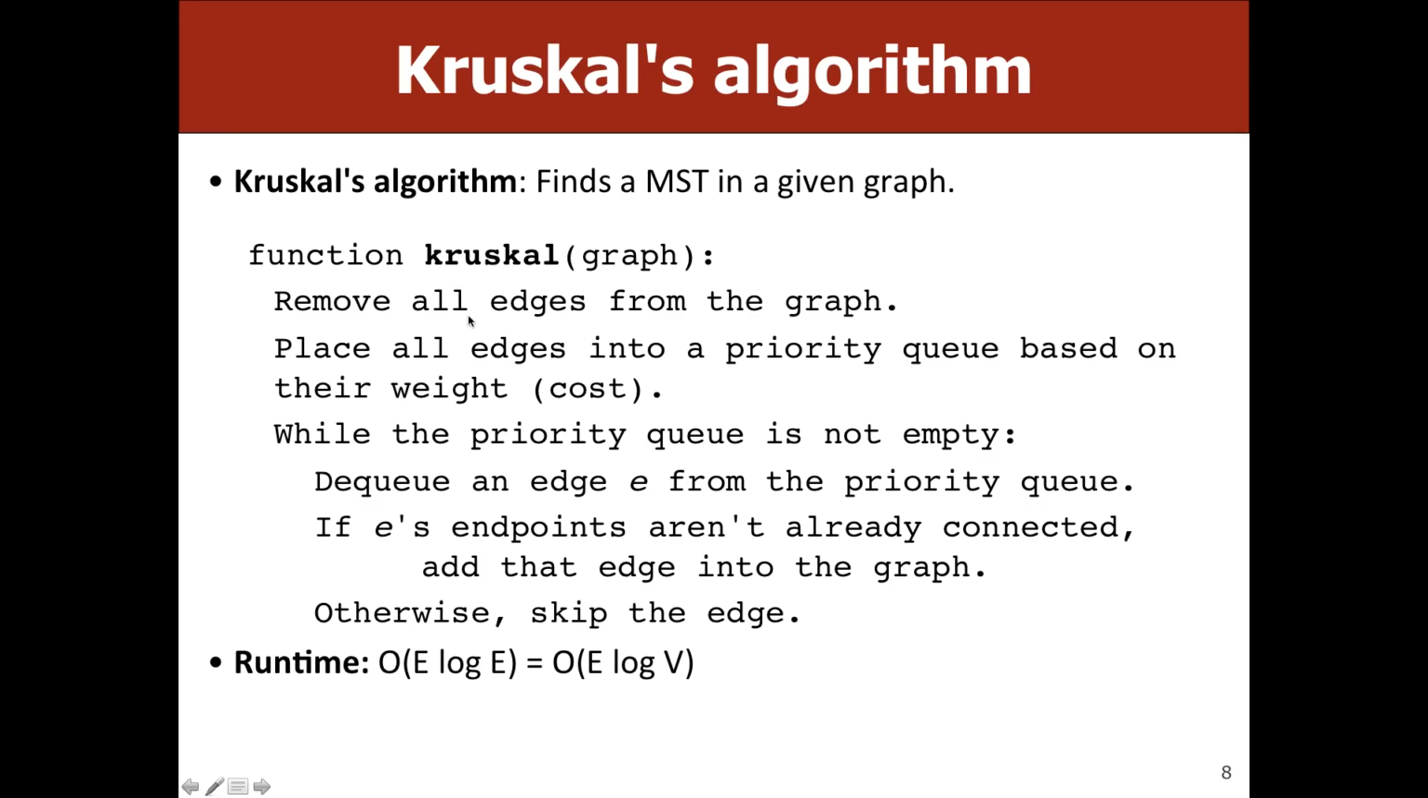So basically, the way it works is you start off with no edges in your graph. And then we're going to make a priority queue based on edge weight. While the priority queue is not empty, we're going to dequeue an edge. If it connects 2 parts of the graph that are currently unconnected, then we'll include it in our minimum spanning tree. Otherwise, we don't do anything with it.